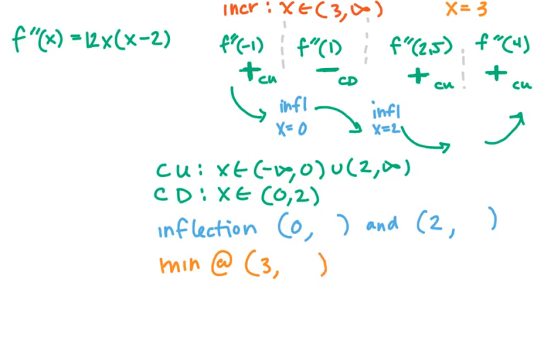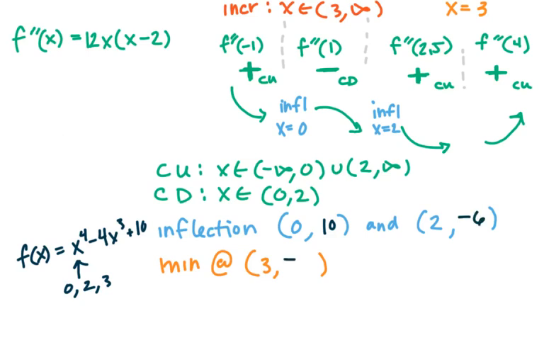And if I want to determine what those y values are, I need to make sure that I go back up to my original function. And my original function is f of x equals x to the 4th minus 4x cubed plus 10. So if I plug 0 and 2 and 3 in, I'm going to get these output values that I can plot on my graph. If I plug in 0, I get out 10. If I plug in 2, I get negative 6. And if I plug in 3, I get negative 17.